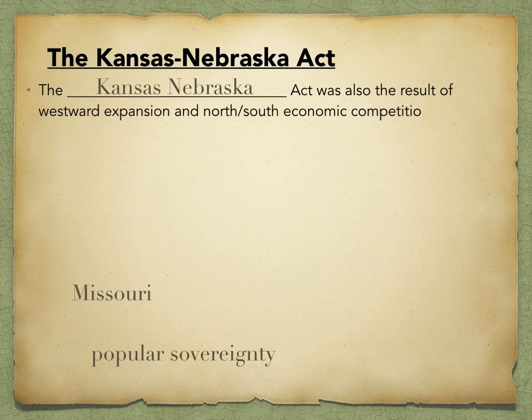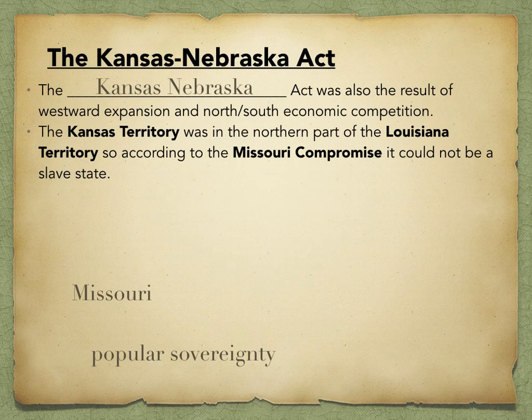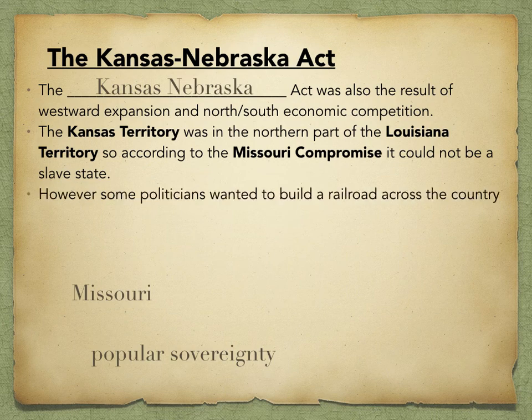So the Kansas-Nebraska Act was also the result of westward expansion and North and South economic competition. So you had the North and South ready to move into Kansas. The Kansas Territory was in the northern part of the Louisiana Territory. So according to the Missouri Compromise, it could not be a slave state. Again, if you look at that map that's on the board, the Kansas and Nebraska Territory was above the 36°30' parallel line on that map, which is the Missouri Compromise line. So it could not be a slave state.